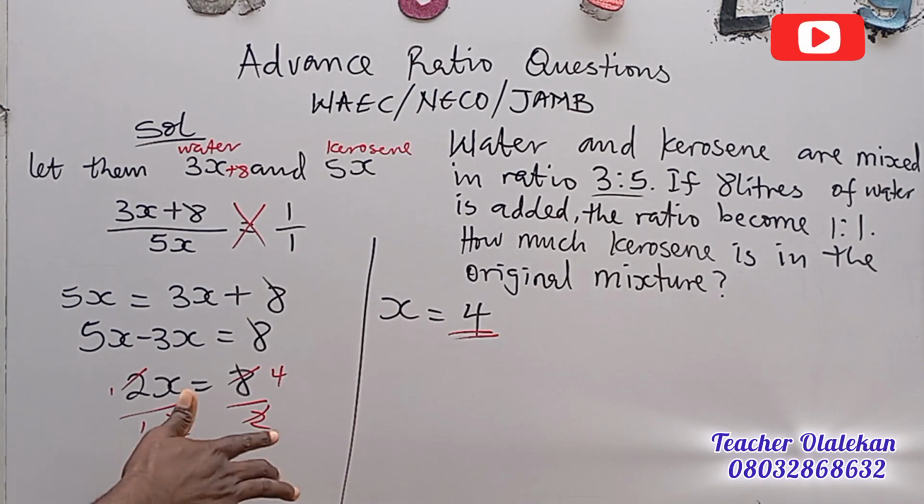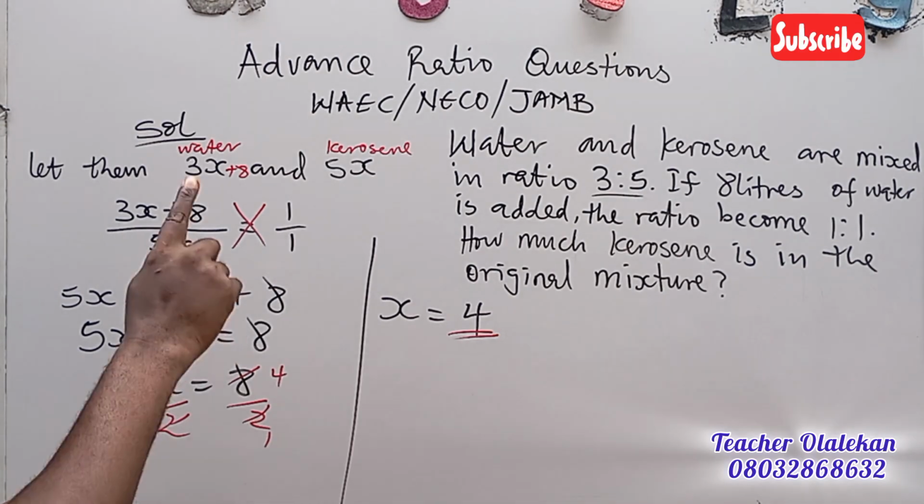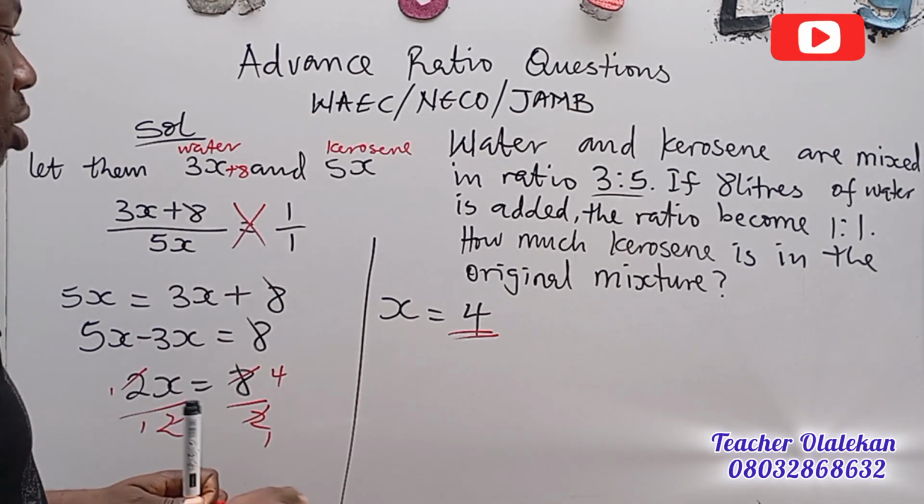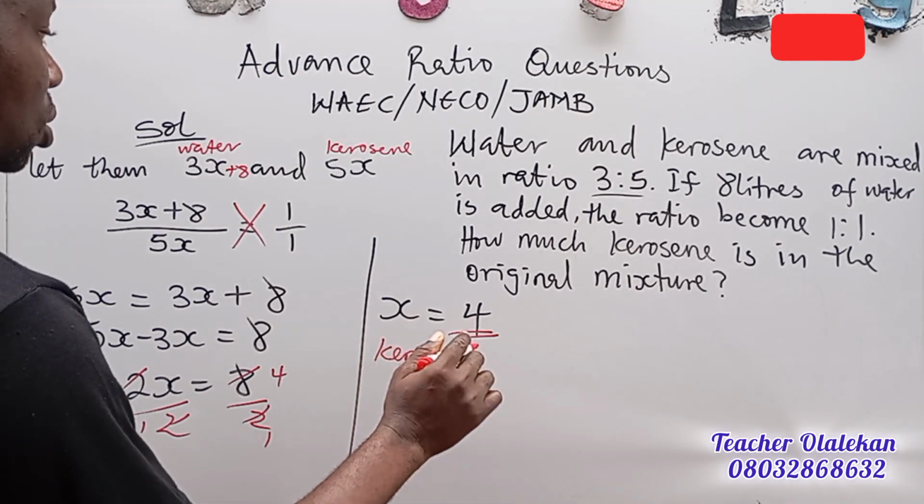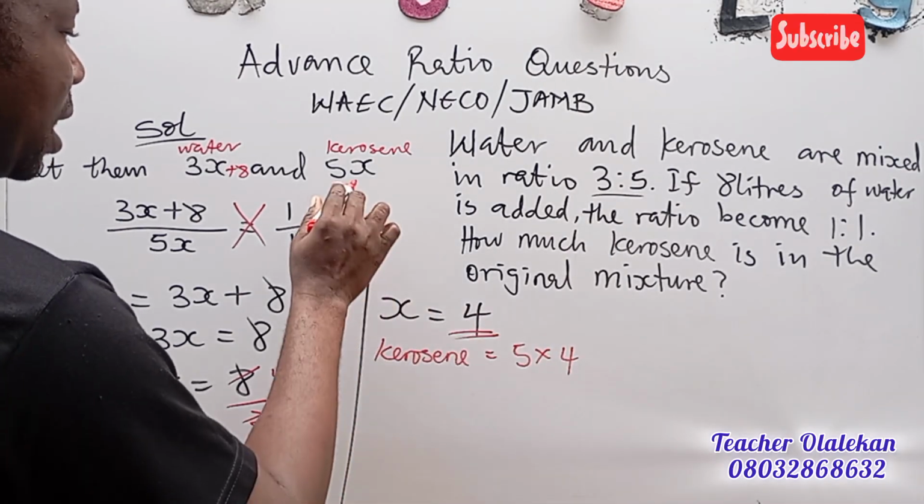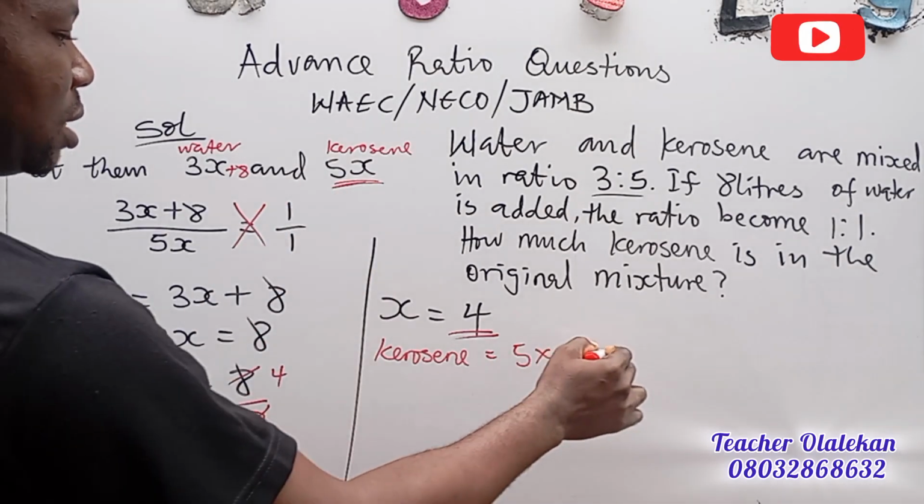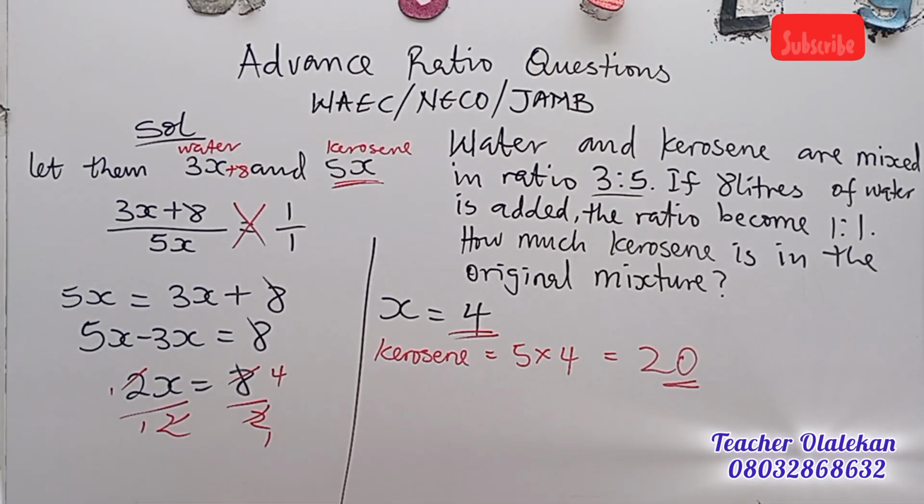Now let's check if what we have gotten is correct or wrong. Do not forget that the question asks how much kerosene is in the mixture. The kerosene in the mixture will be 5 multiplied by 4. Because our x is 4, that means 20 liters of kerosene is in the mixture.